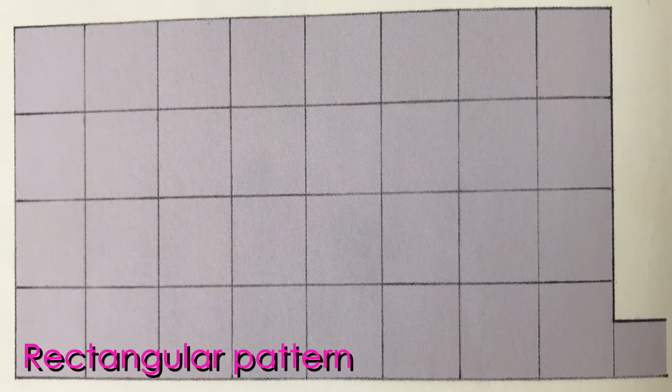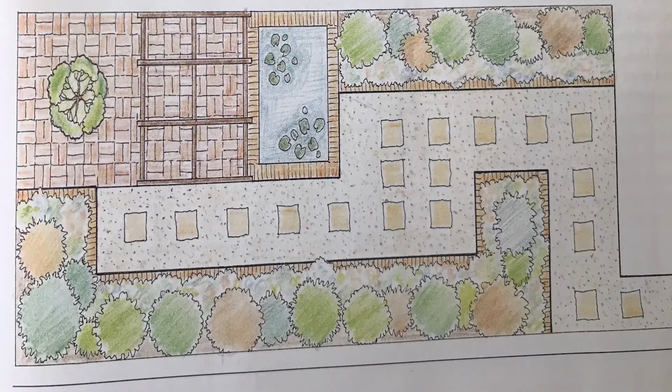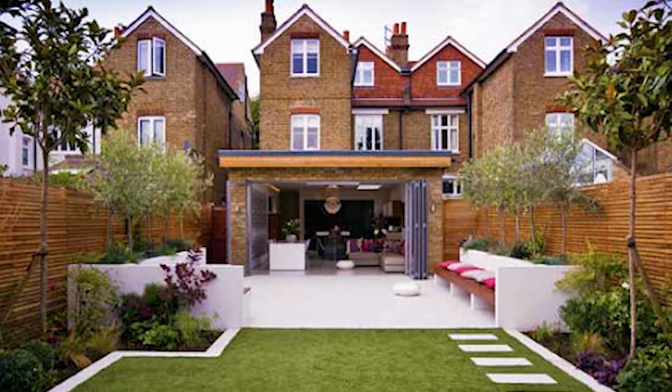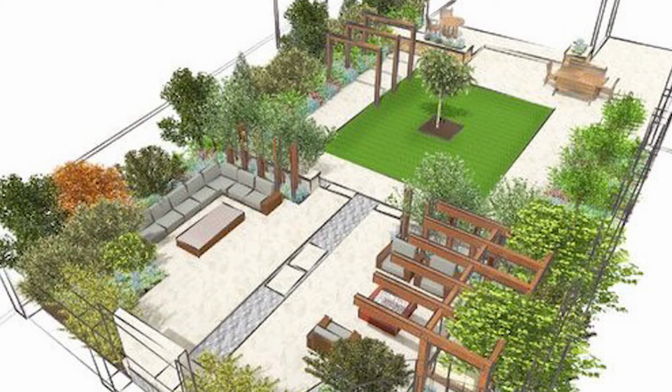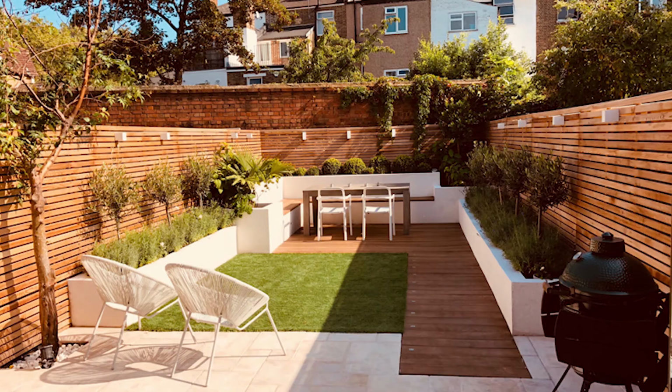So the first design pattern is a rectangular pattern, and most designers and many people are actually using this style without realizing they are doing so. This device is very effective if you want to create a formal look, or if you wish to divide a long and narrow garden up into smaller sections. And here are some of the rectangular themed gardens.